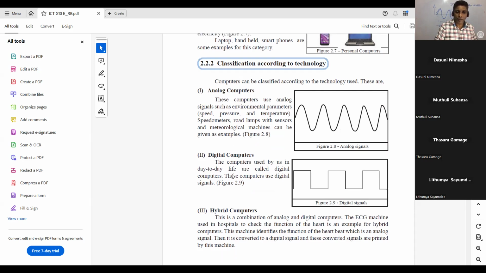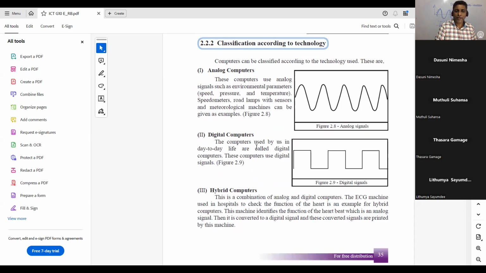So digital computers. Basically these are our day-to-day life, right? We use computers for our day-to-day work. So those are digital computers, right? We can input maybe using keyboard, mouse. All those signals are captured like digital signals. It's not analog signals, right?